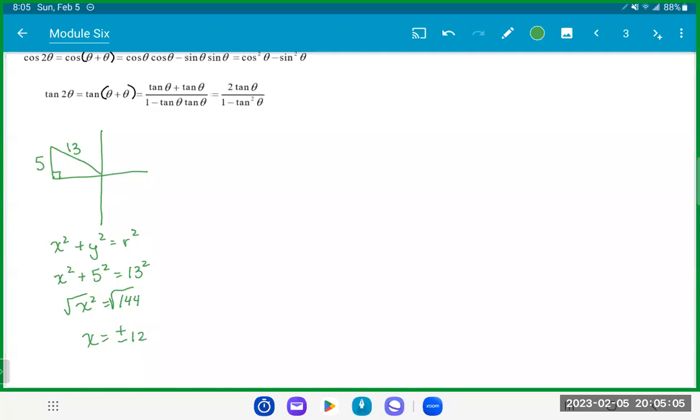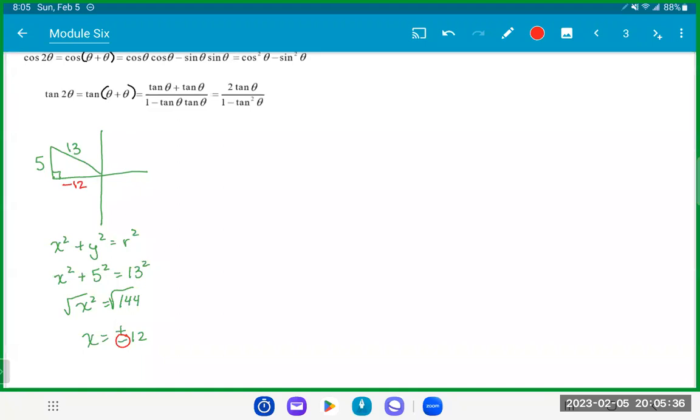Okay, so just a reminder that the reason we put plus or minus is because when I take that square root, positive 12 times positive 12 gives me 144. Negative 12 times negative 12 also gives me 144. Okay, and then we can also see that I know I'm in my second quadrant, and so I know my x is negative in the second quadrant. So my value here is actually negative 12.